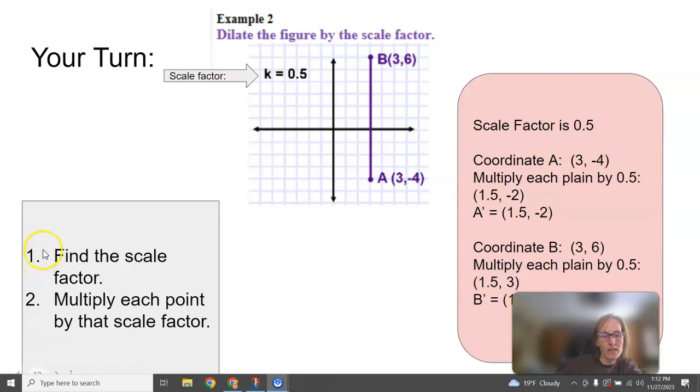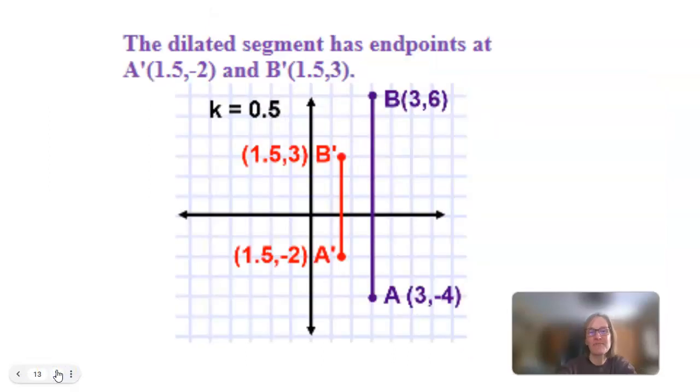So here's your rule. Working with dilations, find the scale factor, and the scale factor is typically given to you as K equals, and then multiply each point by that scale factor. Easy peasy. We are dilating shapes today. There it is plotted. You can see in this case, here's the original, and the dilation is smaller than the original. It's half the size.